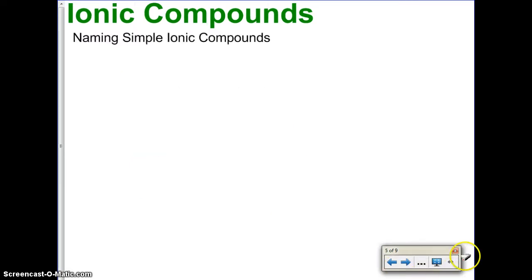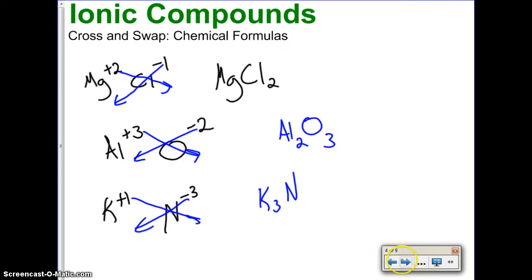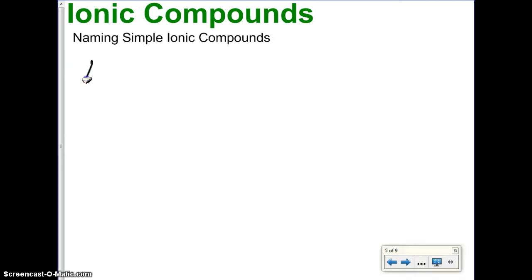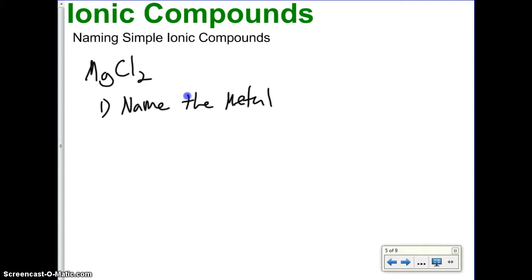Now with naming, it's just as simple. Let's say we have that compound we had the first one. Do I go back and grab the first one? It was MgCl2. Okay, so the first thing we're going to do is name the metal. Okay, the second thing we do is we name the non-metal.